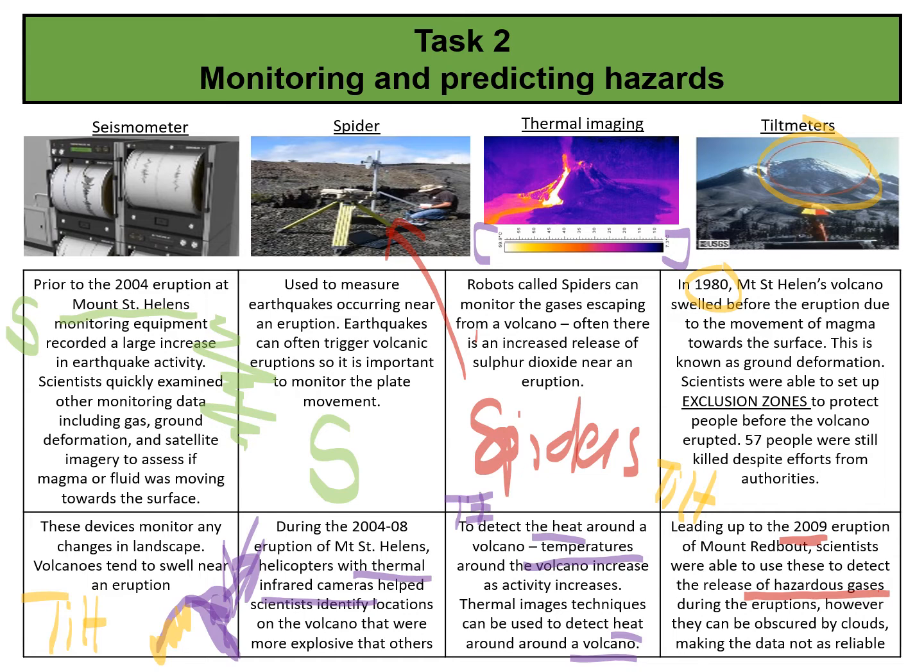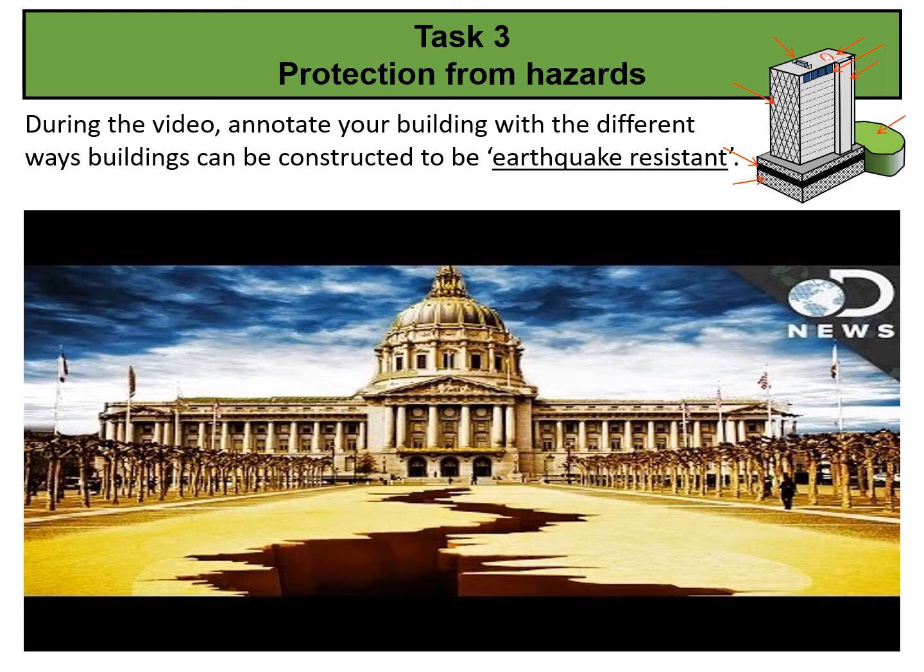So let's move on then to task 3. Task 3, you need to watch a video. So this video is looking at ways that we can protect our buildings by constructing them to be earthquake resistant. On the PDF that I've given you, there is a link to that video. I've also embedded the video so you can watch it through that. And whilst you're watching the video, you should be trying to annotate an image, this image here, which you can see in the top right hand corner. So you should be annotating this image to look at the things that they do to buildings to make them earthquake resistant.